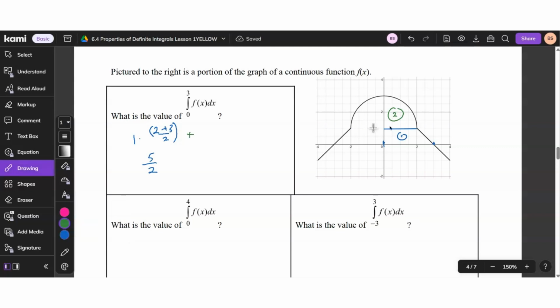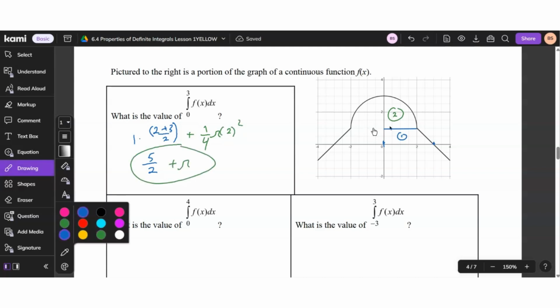But to that, we need to add a quarter of our circle. Our circle here has a radius of 2, so that's going to be pi times 2 squared over 4. And of course, 4 over 4 is just 1, so this will be plus pi, and that would be our answer.